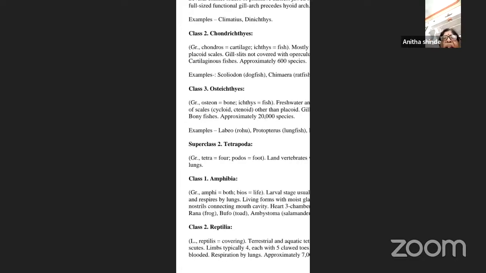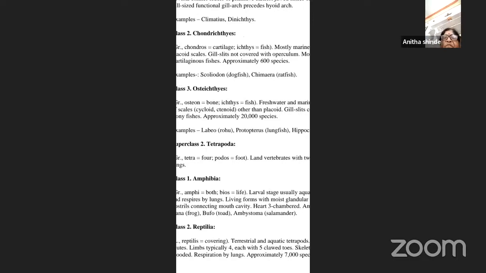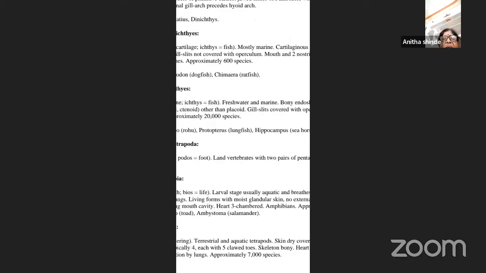4 different classes. So amphibians are found both on the land as well as in water. That is why they are called amphibious animals. Here, the larval stage is usually aquatic and breathes by gills. Adults are typically terrestrial, and they respire by lungs. They are living forms with moist glandular skin, no external scales.